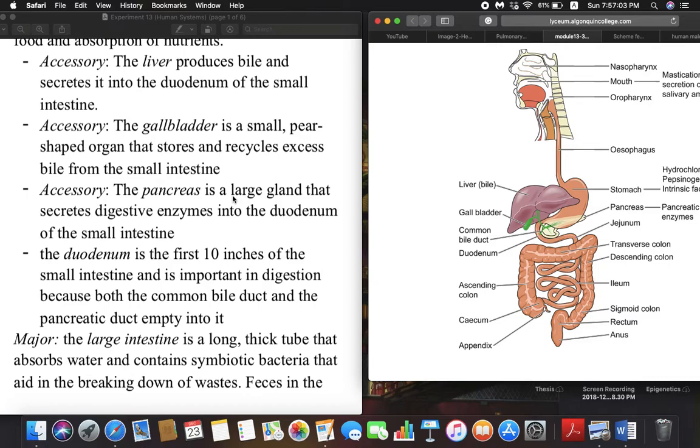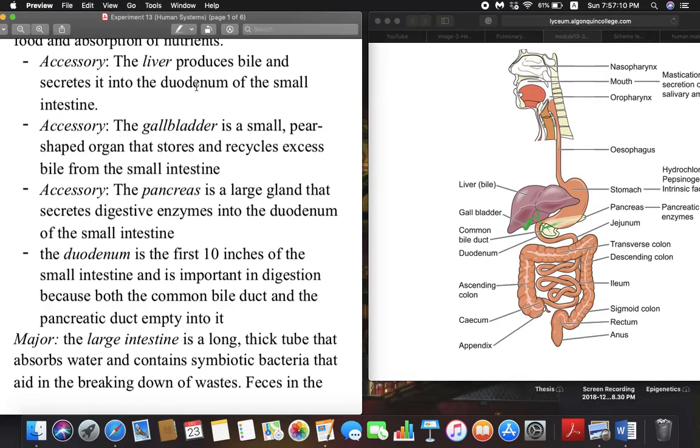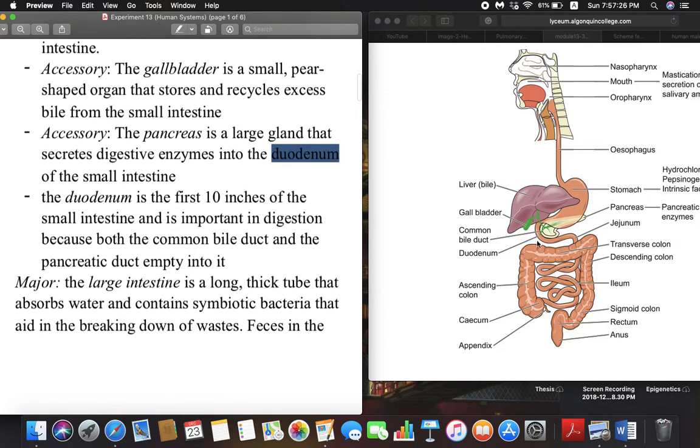Next, we have the pancreas, and the main digestive function of the pancreas is to secrete digestive enzymes into the duodenum of the small intestine. As you can see, we mentioned duodenum here twice. The bile is secreted into the duodenum, and the digestive enzymes are secreted into the duodenum. The duodenum, which is the first part of the small intestine, is basically the first 10 inches of the small intestine. It is important in digestion because both the common bile duct and the pancreatic duct coming from the pancreas empty into it.